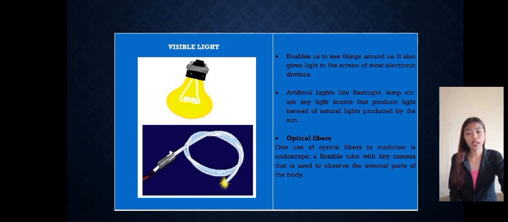Next is for the artificial light, like the flashlight, lamp, etc., are any light source that produces light instead of the natural light produced by the sun. And last is the optical fibers. One use of the optical fiber in medicine is the endoscope, a flexible tube with tiny cameras that is used to observe the internal parts of the body.